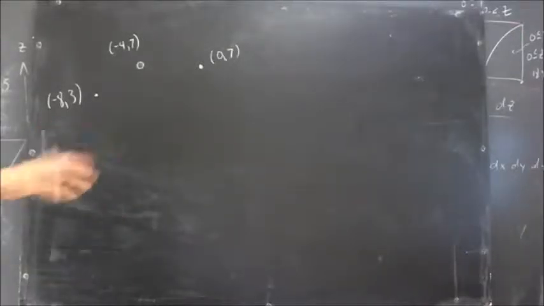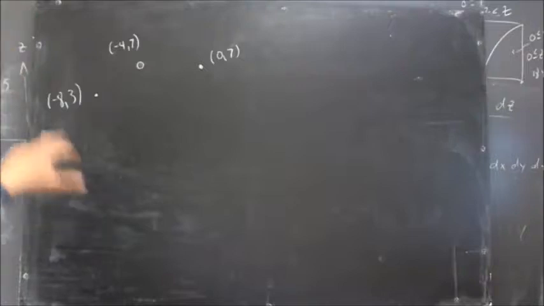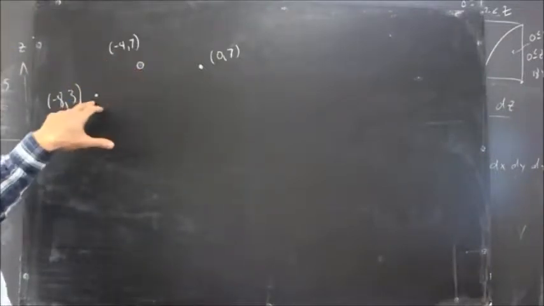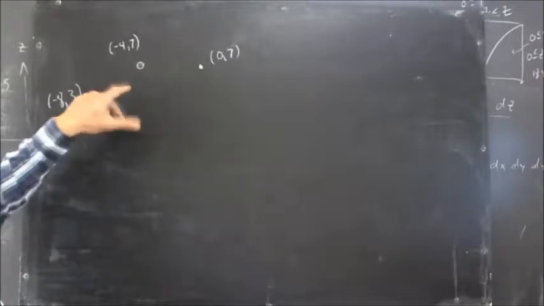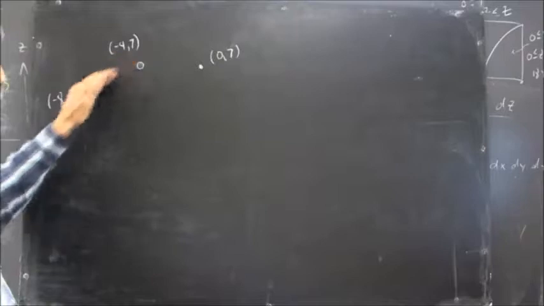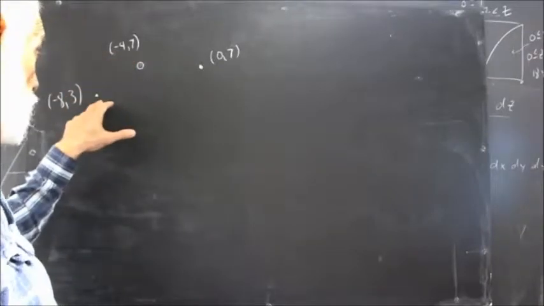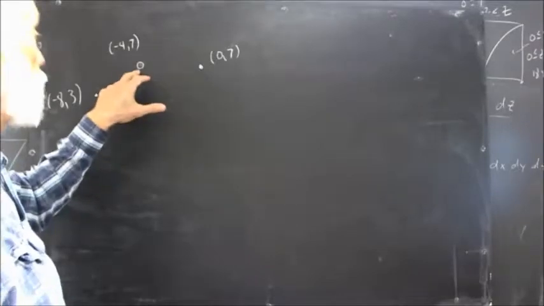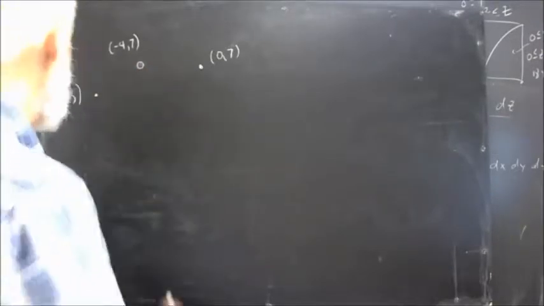Okay, next problem. We're given points -8, 3, -4, 7. We're asked to sketch a line from this point to this point, not including this point, and then a line segment from here to here, not including this point but including this one, and then a segment from here to here, including this point and this one. So how do we do that?